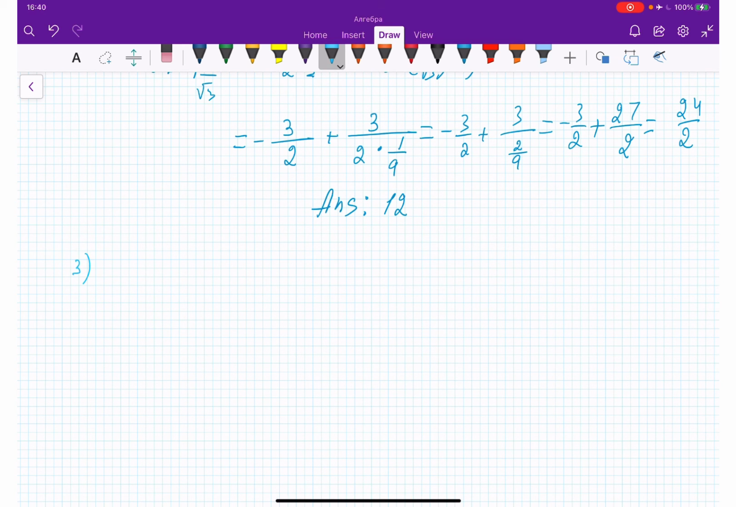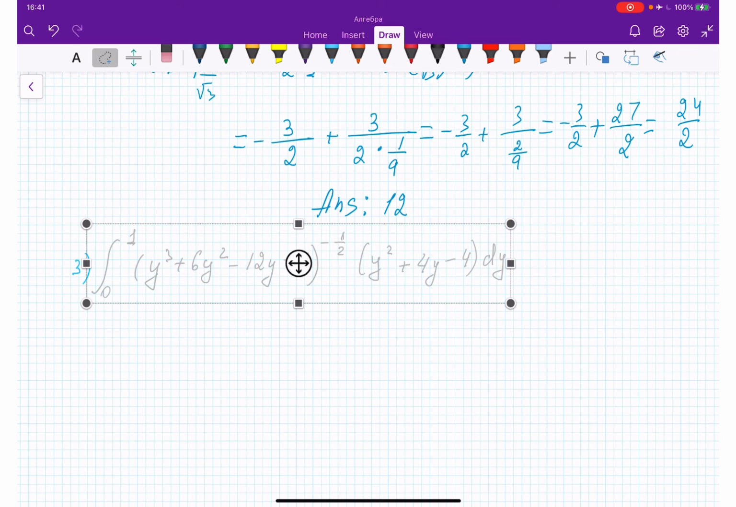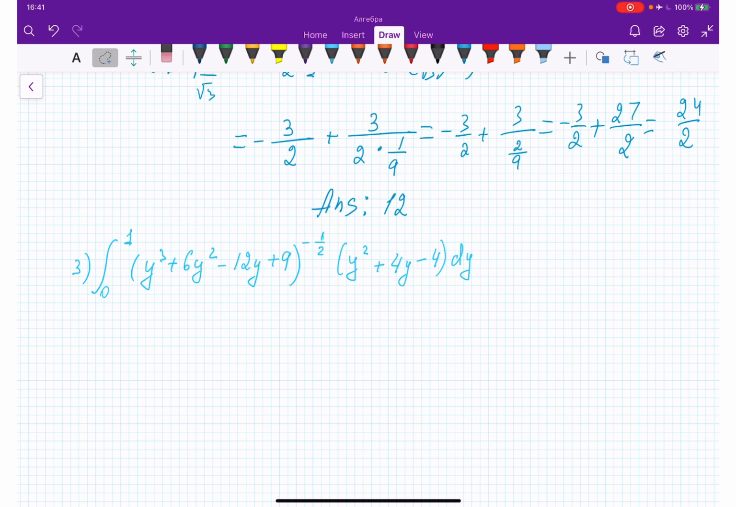Next one, let's take a different style of integral polynomial from 0 to 1, and we have (y cubed plus 6y squared minus 12y plus 9) to power -1/2 times (y squared plus 4y minus 4) dy. Okay. Let's see how we're going to solve this one. What can we do this time?